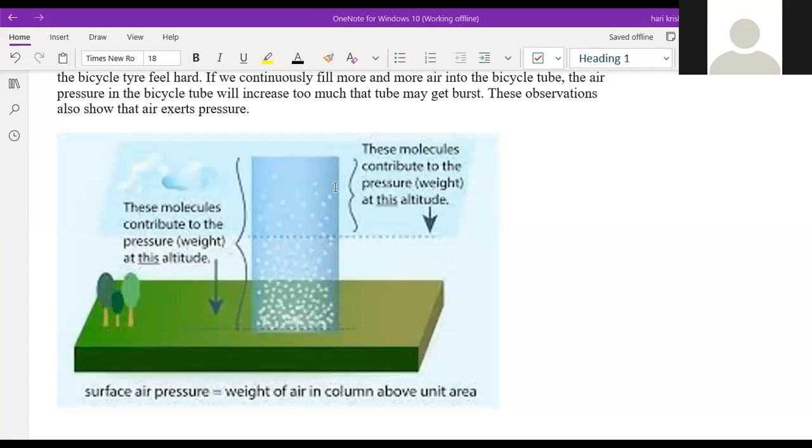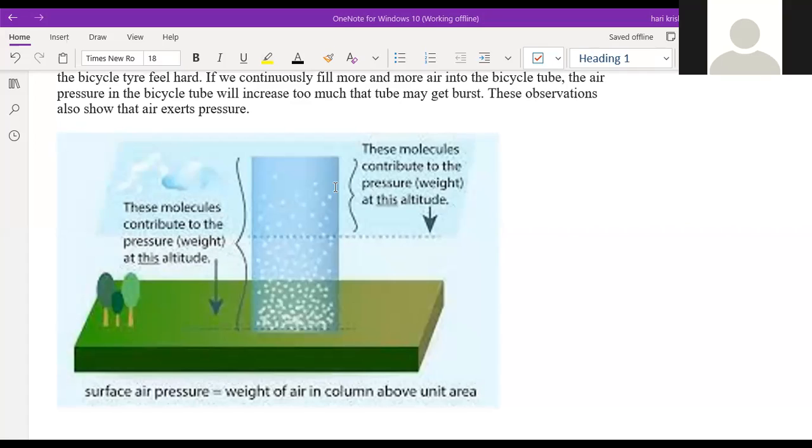Sir, but in our social studies, we have the definition of what Srushti said. Can you repeat again, Srushti? Yes, sir. The pressure exerted by the atmosphere on the surface of Earth is called atmospheric pressure.